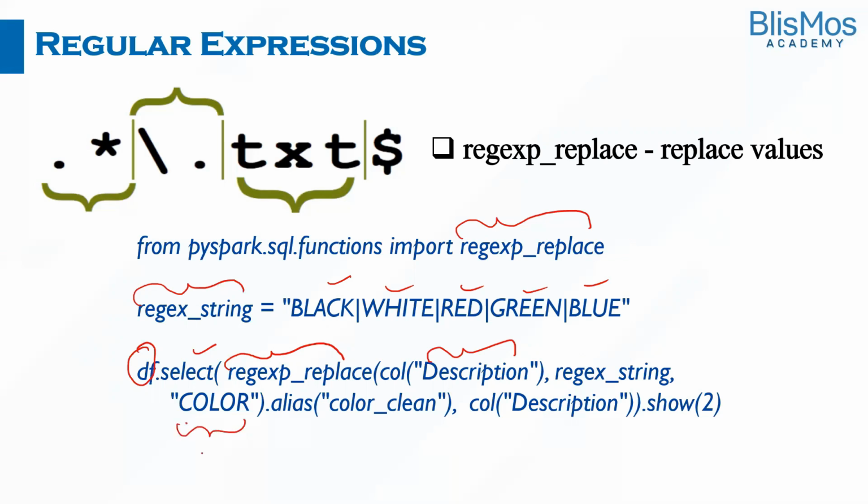You can give whatever you want. It depends on the project. You may want to replace all the white with the red. It depends on what you want to do. In this case, what we are trying to do is in this description column, if you find red, white, green or blue, we are trying to replace that with a string named color. And we are trying to rename that as color clean. And along with that, we are trying to select the description also to see how the replaced one looks against the original one. This is how you use replace values.